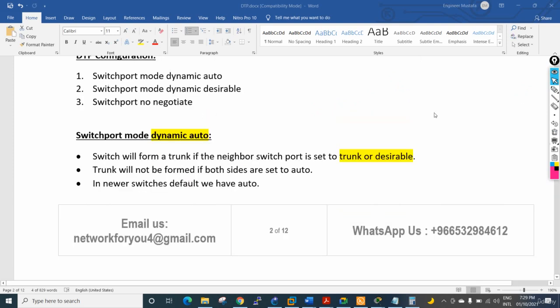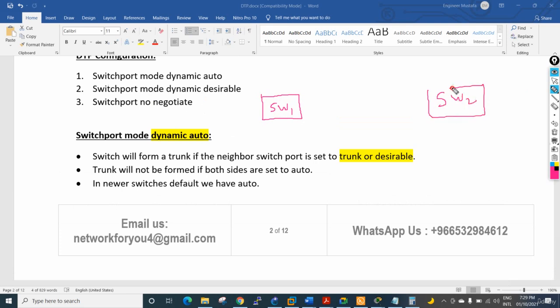When we configure dynamic auto, here in the example, I have one switch, this is Switch 1. I have another switch here, this is Switch 2. I connected this switch with this cable. This is the interface FastEthernet 0/0, and this is also FastEthernet 0/0. Here I configure as a trunk, and here I have dynamic auto. I did not change any configuration. When I configure here as a trunk and here I have dynamic auto, it will form a trunk.